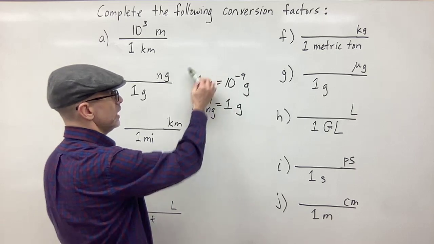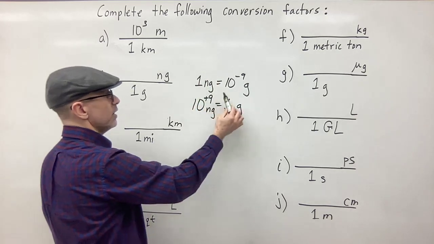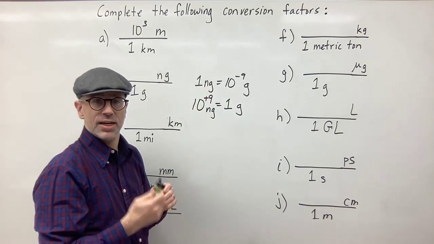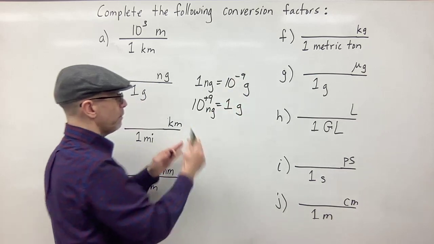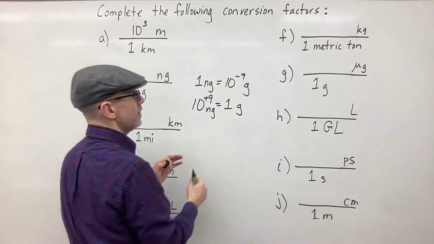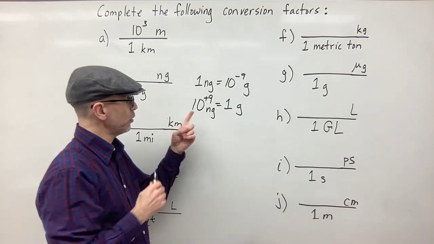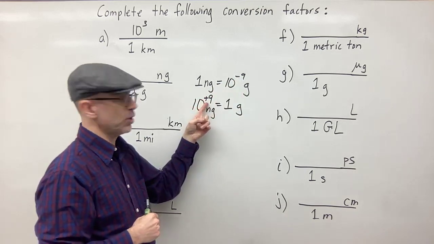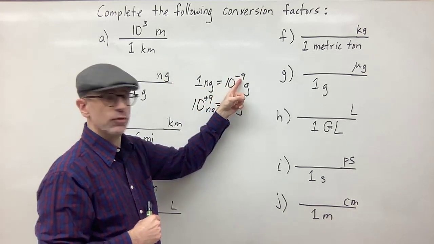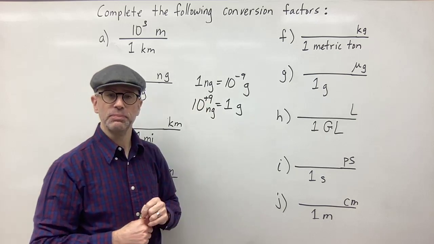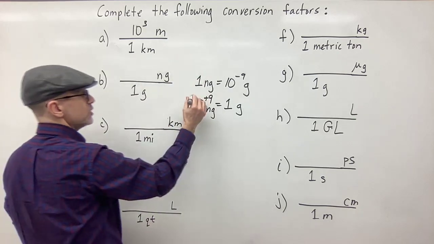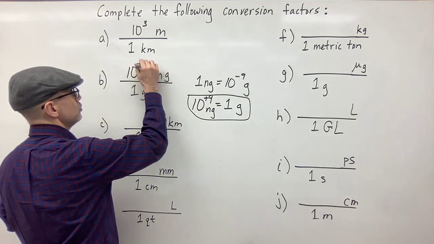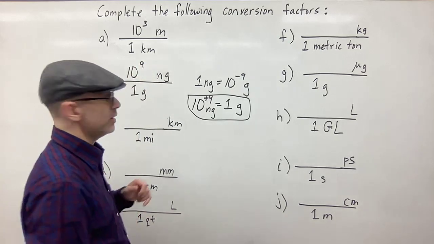So notice, if the 1 is with the prefix unit, then you just replace whatever the prefix means, whatever that multiplier is, you put that with the base unit. But if the 1 is with the base unit, then you take that multiplier, put it with the prefix unit, but change the sign. If the sign is negative over here, you put it positive over here. If it's positive over here, you put it negative over here. So since this is what I need to complete, this is going to be 10 to the 9 nanograms.